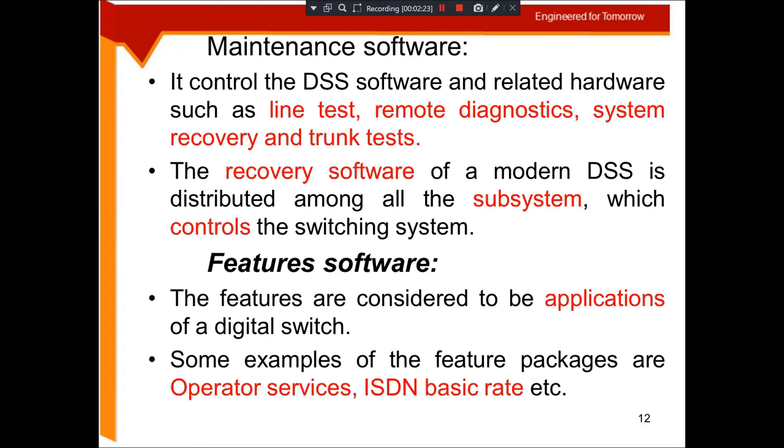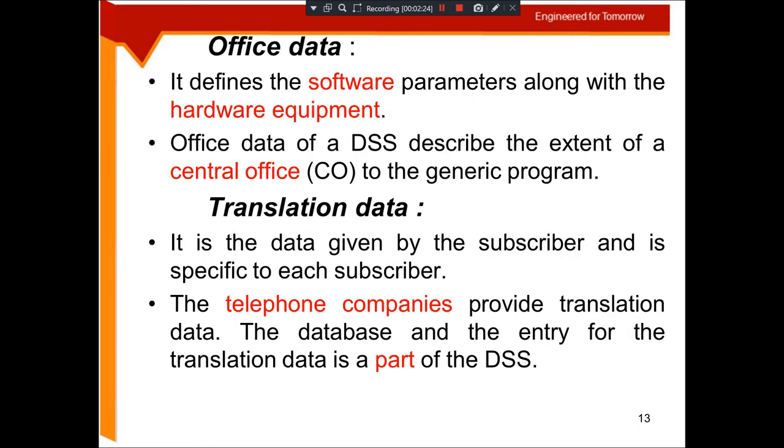Okay. Office data. It defines the software parameters along with the hardware parameters. Software data of a digital switching system describes the extent of central office to generic program.